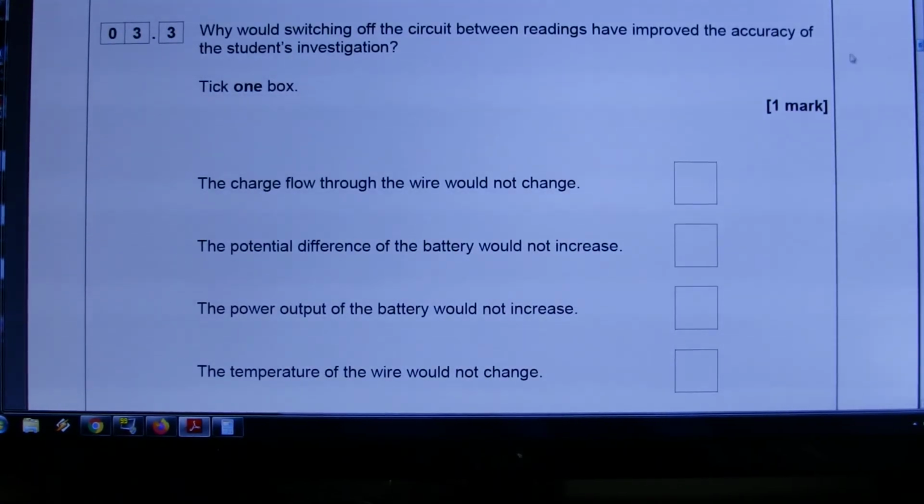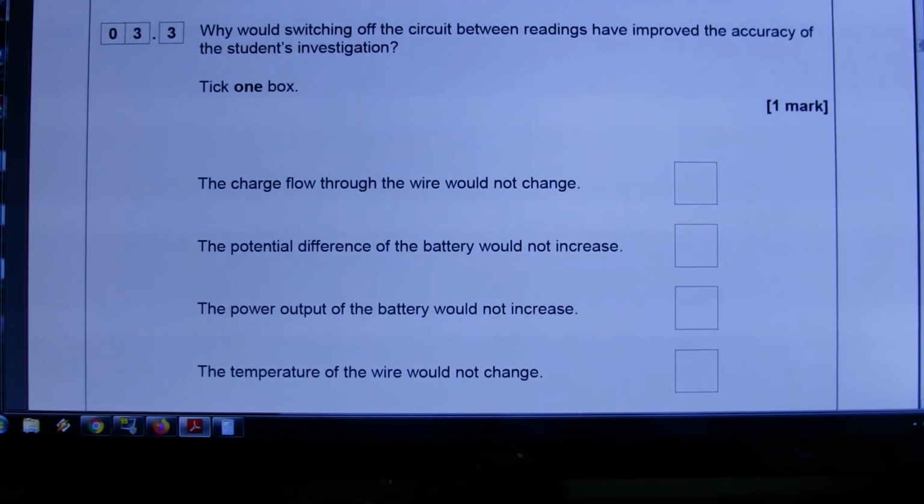Why would switching off the circuit between readings have improved the accuracy of the student's investigation? Because the temperature changes. As I said, there's a risk of it bursting into flames if you put too much current through it. As wire gets hotter, its resistance increases. The charge flow through the wire, now that's a strange way of describing the electron current, would not change if you switch off the circuit.